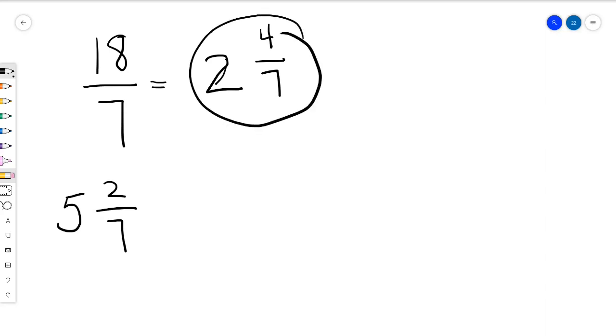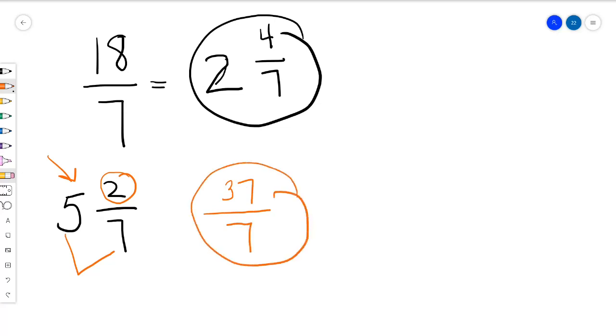It's pretty simple. Down here, I have a mixed number, and I want to make that into an improper fraction. So what I do there is I multiply my whole number by my denominator. 5 times 7 is 35, and I add it to my numerator. So 5 times 7 is 35, plus 2 is 37. And my denominator, again, stays the same. Make sure you know how to do improper to mixed and mixed to improper.